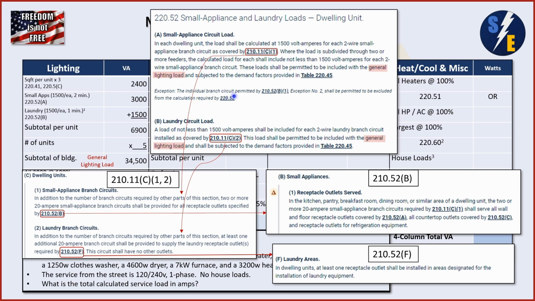It says the individual branch circuit permitted in 210.52b1, exception number 2, shall be permitted to be excluded from the calculation required by 220.52. Okay, now 210.52b1 is down here. We already read that. Now there is an exception to this that I don't have printed out here, but all it is really talking about is any outlets that you may have in the kitchen area, say, that are not for appliances or are for dedicated appliances. So like, let's say you have a built-in microwave that sits above an oven maybe. It's got an outlet in the back that it plugs into. Well, that does not have to be part of the small appliance branch circuit.